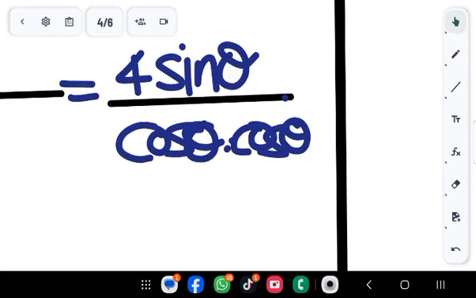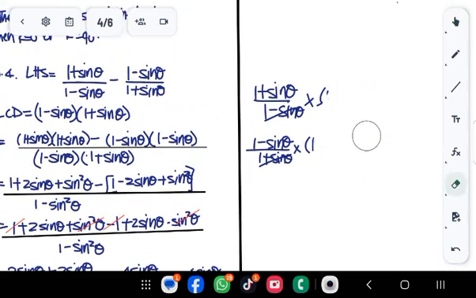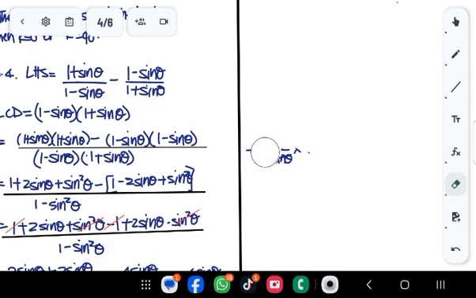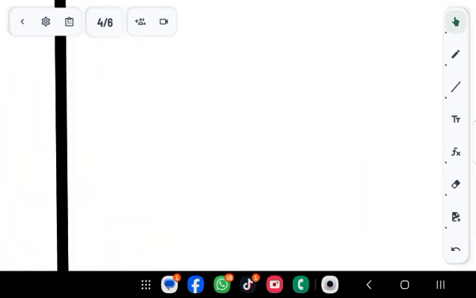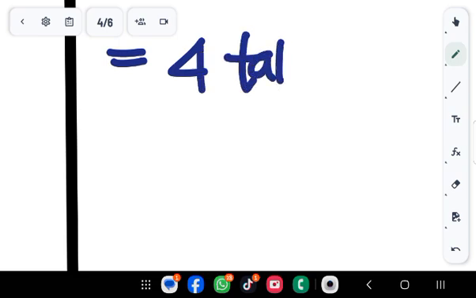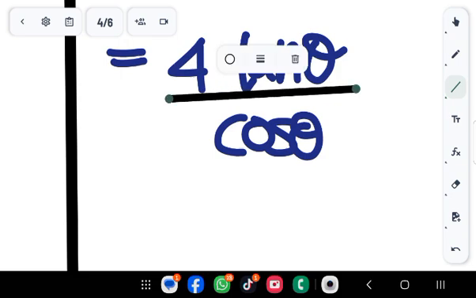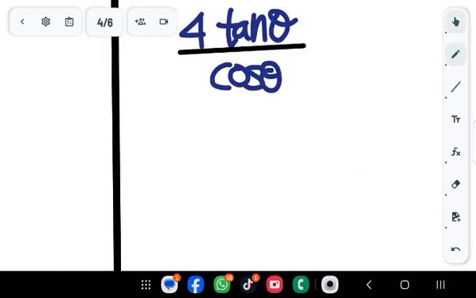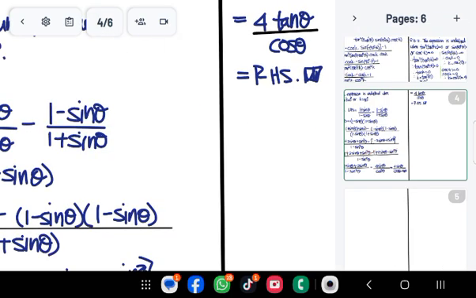Sine theta over cos theta is tan theta. So that will leave us with 4 tan theta over cos theta, which is definitely equal to the right hand side. And that matches. We've proven that. Next question.